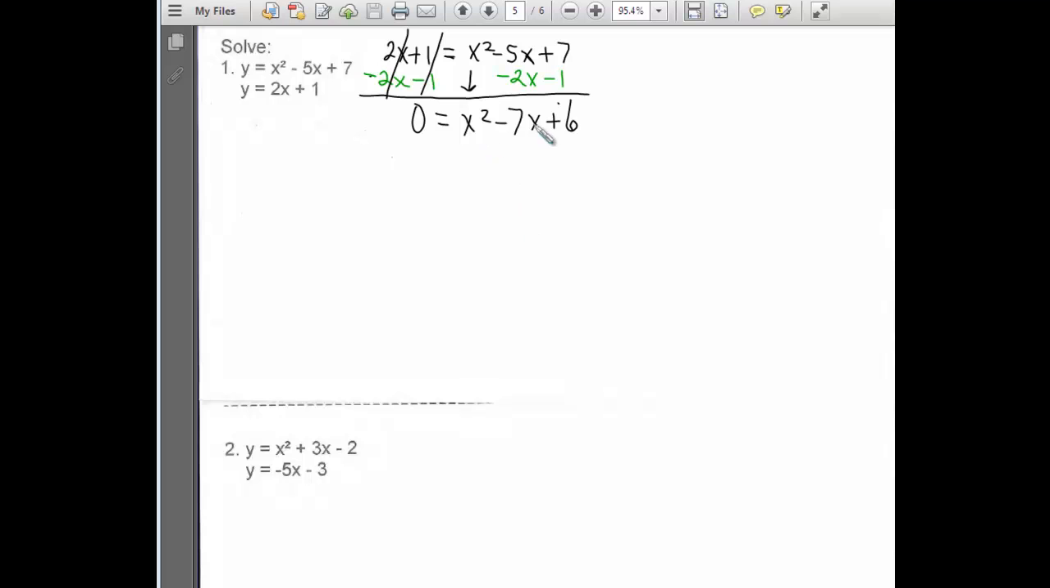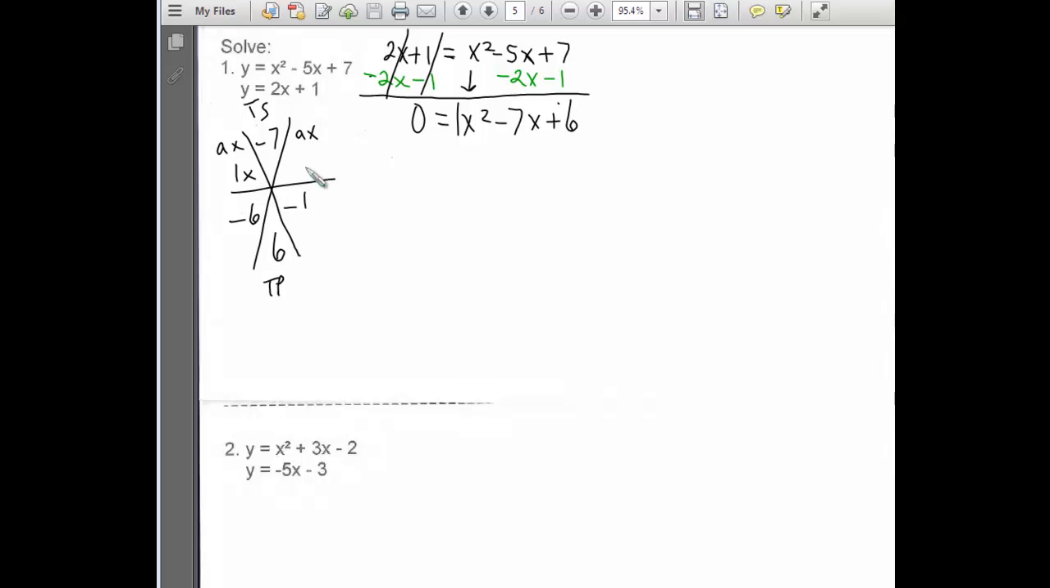So now all we have to do is factor. Let's do the snowflake to factor. If it's not possible to factor, then we have to use the quadratic formula. Okay. The target product is a times c, which is 6. The target sum is negative 7. The two numbers that multiply together to give me 6, but combine to give me negative 7, are negative 6 and negative 1.